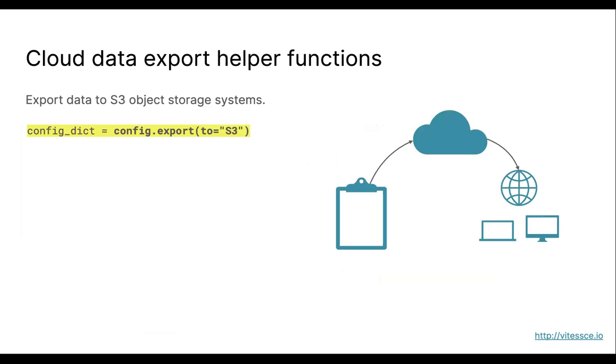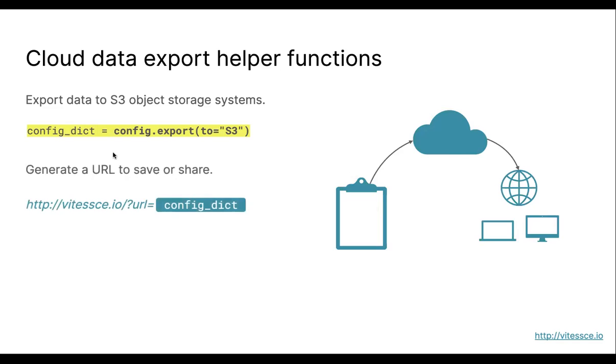Python and R packages also contain functions for exporting data to cloud object storage systems. Once data is in the cloud, a new configuration can be defined based on the remote files. This configuration object can be converted to a URL to save or share with collaborators.